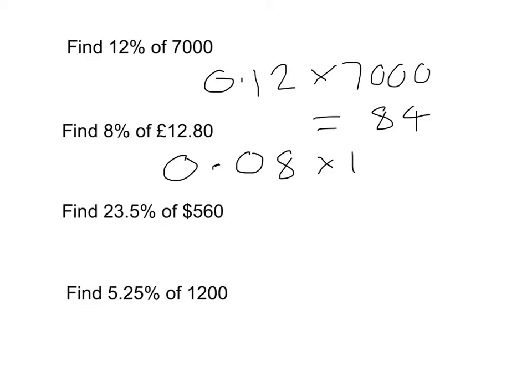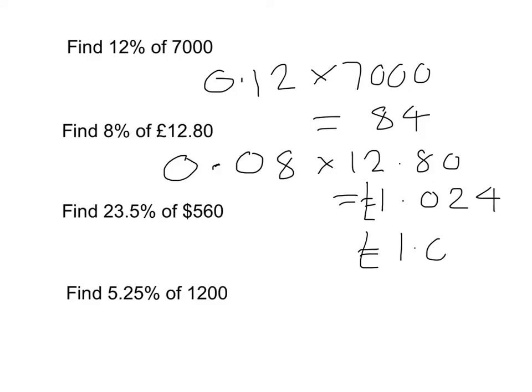So times it by £12.80, pick up your calculator to work out the answer, which comes to 1.024. Now this time you are using a unit, pounds, so we really want to write this in pounds and 2 decimal places. So we need to round that to 2 decimal places, so it's in pounds and pennies.